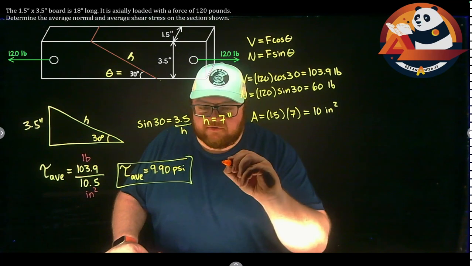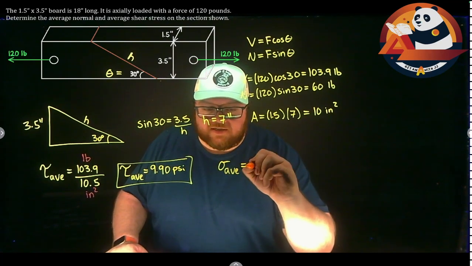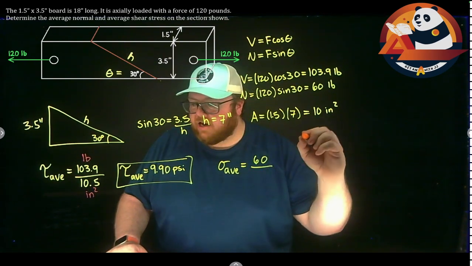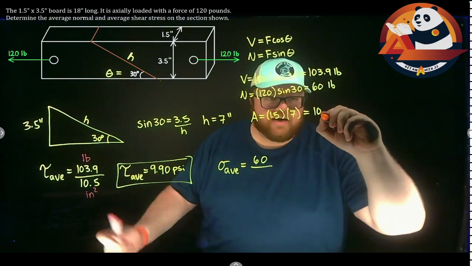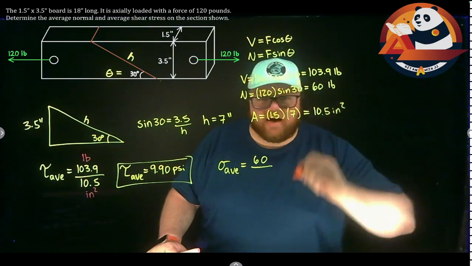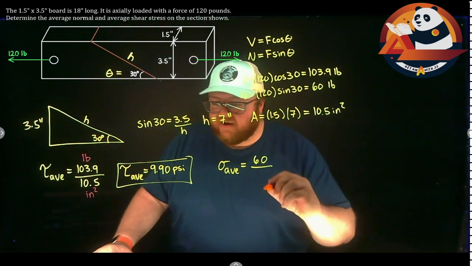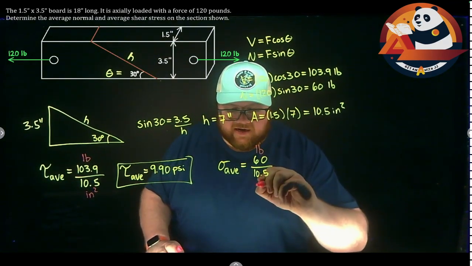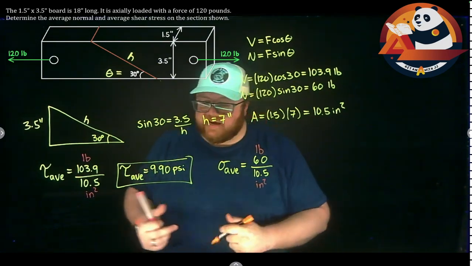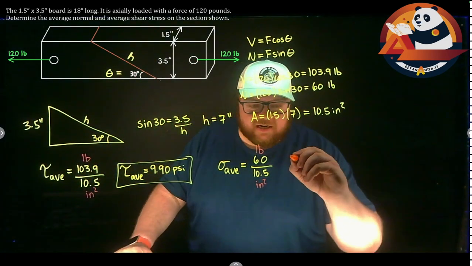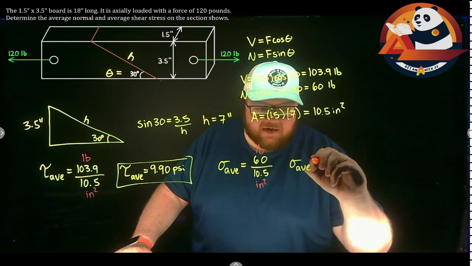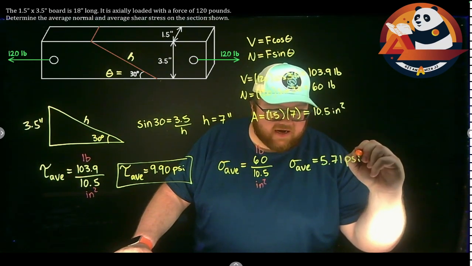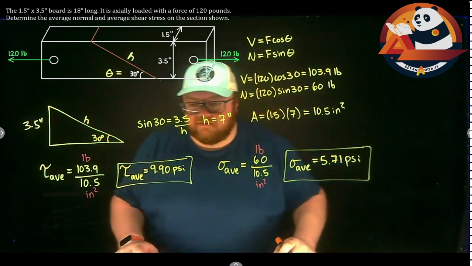Sigma av is a really similar calculation for us. This should be our normal force, 60, divided by the area. I wrote 10, that should have been 10.5. I used it correctly, thankfully. 10.5 inches squared, but 60 over 10.5. We again have pounds and inches squared, which means we again get PSI coming out. Sigma av this time around is going to be 5.71 PSI, which is our final answer for our problem.